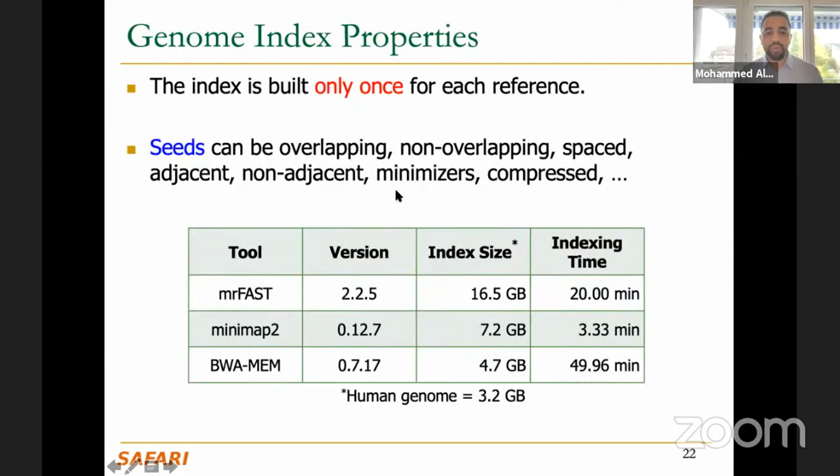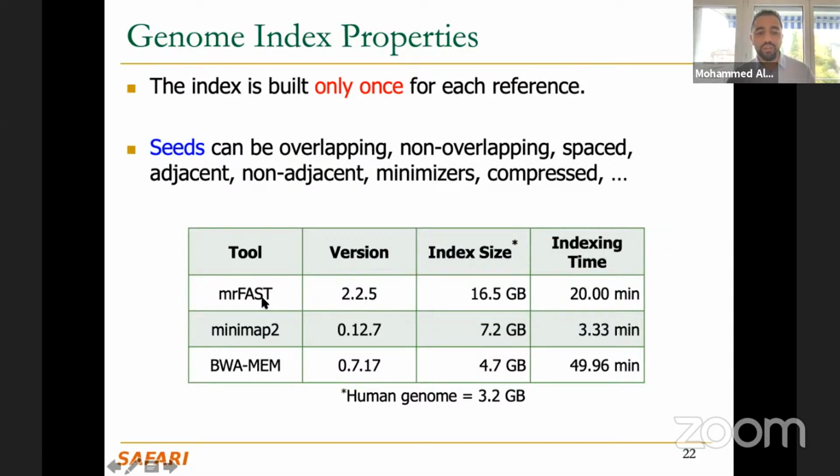This is some numbers about the index size, the indexing time, and so on, just to give you a hint about the workload that you are dealing with. Again, as I said, the index is built only once for each reference genome. And the seeds, the way we extract the seeds, there are a lot of theories, a lot of tools that extract the seeds in different ways. They can be overlapping, non-overlapping, spaced, or adjacent, non-adjacent, and so on. So we overview all of these methods in our paper. If you're interested in finding how it works, we recommend everyone to read it.